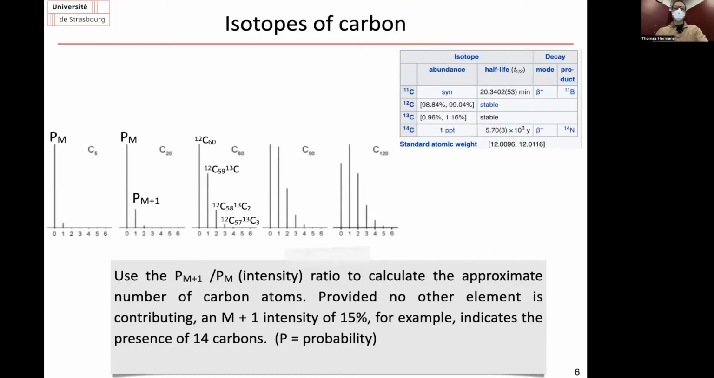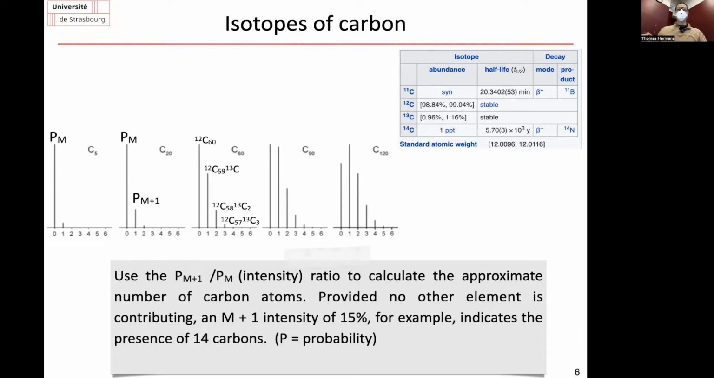Carbon also has isotopes, right? So we have carbon-12, which is basically around 99%, and carbon-13 is around 1%. Carbon-14 is actually radioactive, right? Which is present in very small quantities, and it decays with this rate. So if we think, okay, we are going to make a molecule, 99% of the carbons are carbon-12, and 1% is carbon-13.